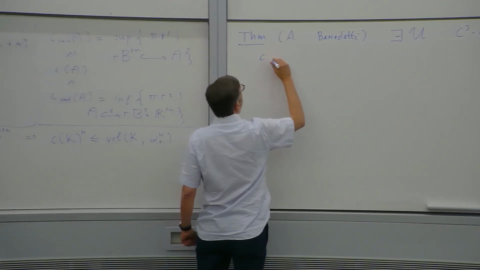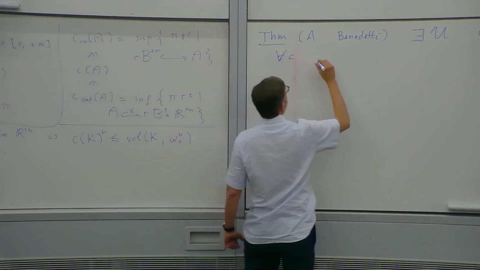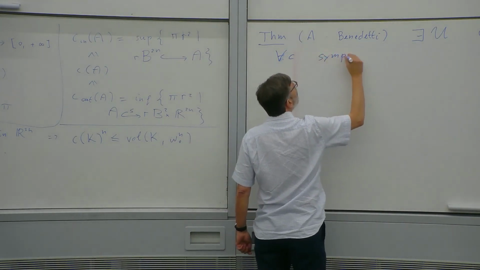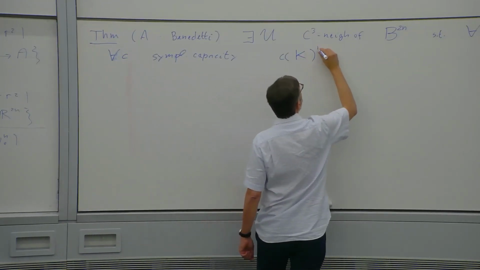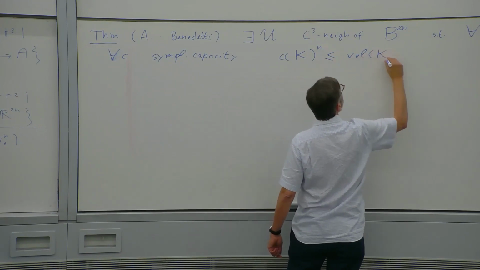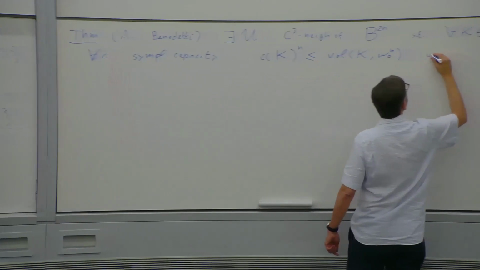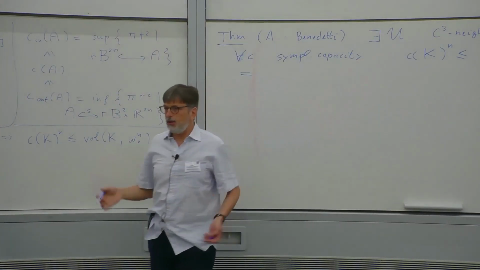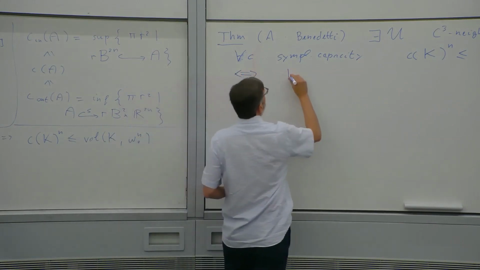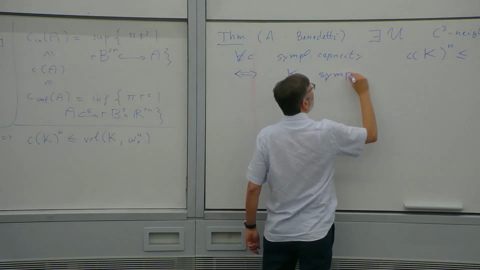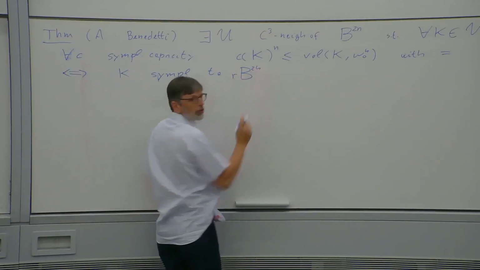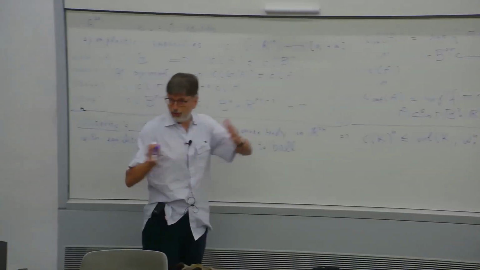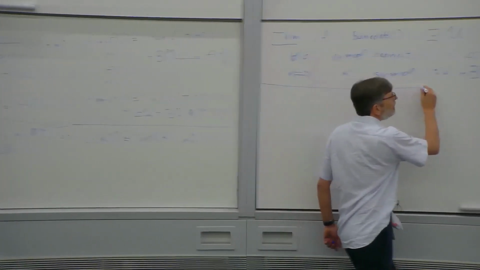space, then for every symplectic capacity, C is here any symplectic capacity, we have the inequality, Viterbo's bound: capacity to the power n less than volume, with equality if and only if, well, in this case the set is smooth, so we don't have to take the interior. So really K itself is symplectomorphic, in this case, to the closed ball. So to some closed ball, I have to change possibly the radius, of course, for some radius.